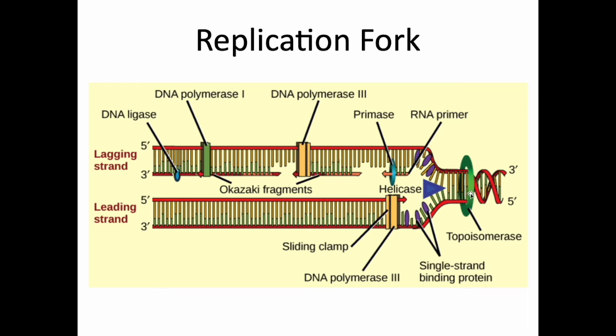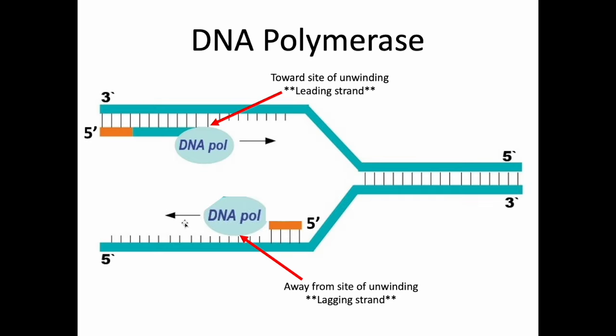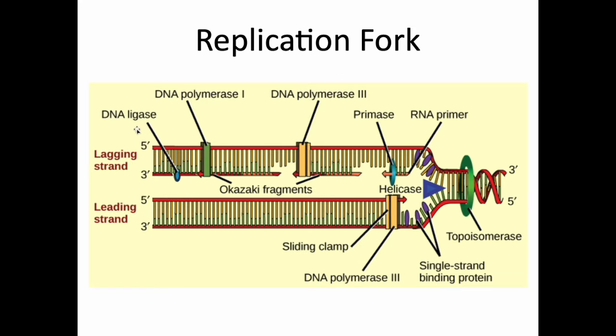There's helicase, there's topoisomerase, our single-strand binding proteins. There's primase building an RNA primer. It looks like the way this figure has been drawn, the leading strand is on the bottom and the lagging strand is on top. Again, which one is on top and which one is on the bottom just depends on how you draw your original DNA double helix, whether you draw it 3 prime to 5 prime, 5 prime to 3 prime, or whether you put the 5 prime to 3 prime on top and the 3 prime to 5 prime on bottom. Leading strand, lagging strand, one is not always on top and on bottom.